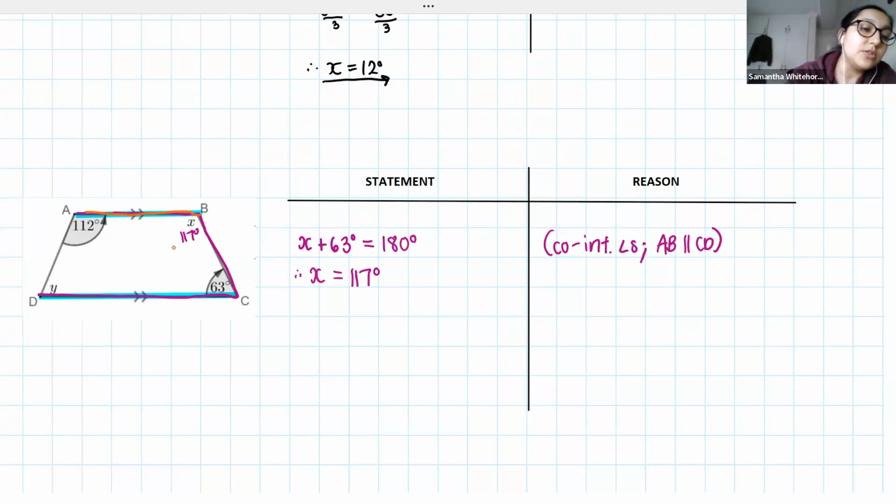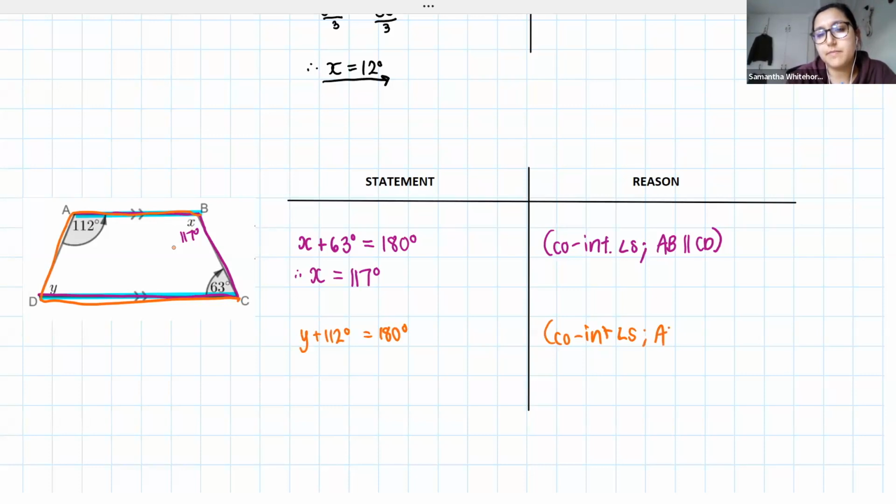The other reason that you can use is another pair of co-interior angles. So now the C shape in orange. We therefore know that Y plus 112 must give me 180. Same reason, co-interior angles with the same parallel lines. And so we're going to subtract 112 on both sides, telling us that Y is equal to 68 degrees.